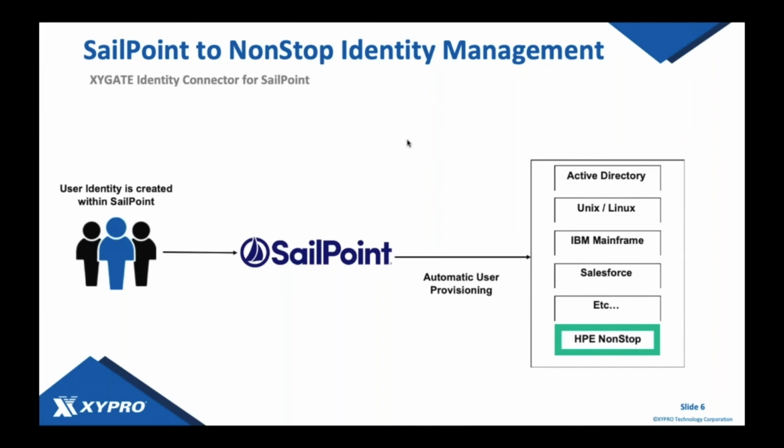Again, the reverse now becomes true as well. If you need to deprovision an identity, you would just go within SailPoint, uncheck that account or disable that account or uncheck NonStop, and that user ID is then removed from NonStop.